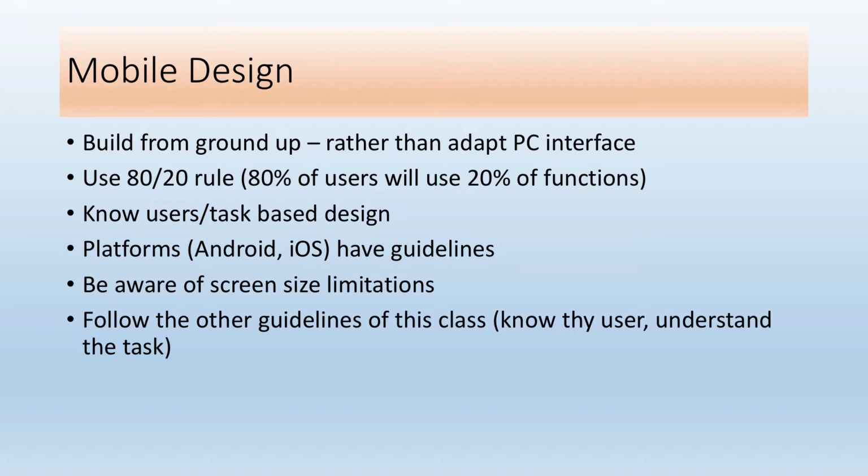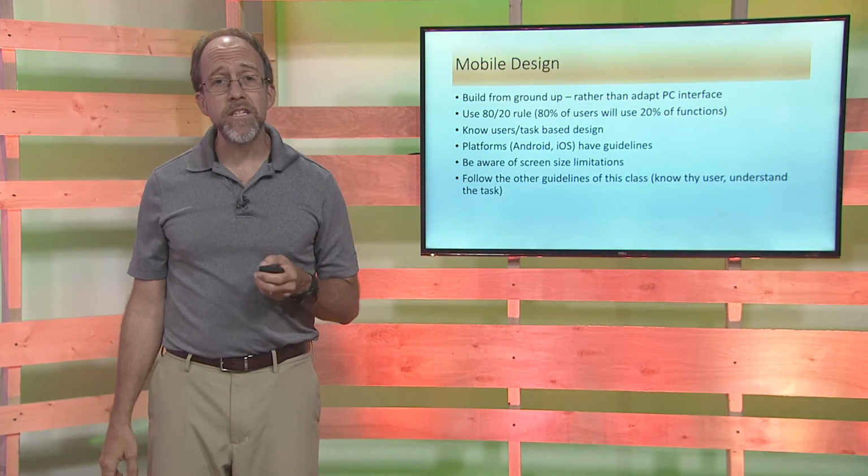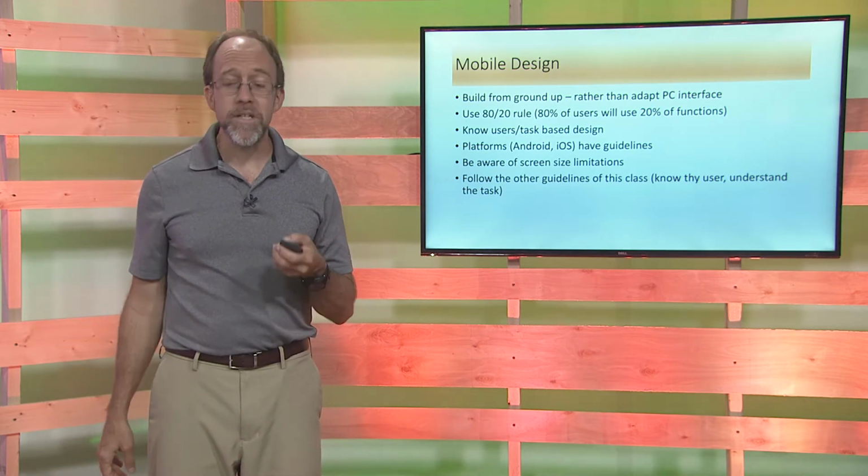So there are guidelines for how to do interface design for each of the individual devices, including iOS and Android, which are the two operating systems which are typically run on small devices, and they have specific guidelines of how to deal with that problem of what we call real estate.